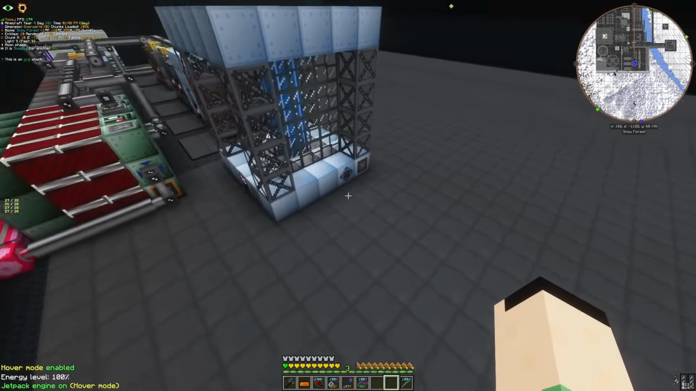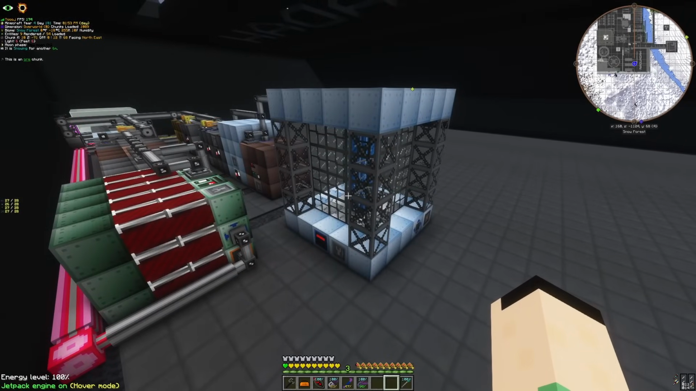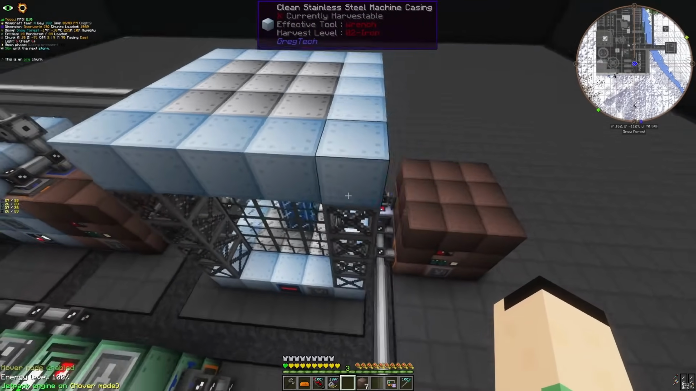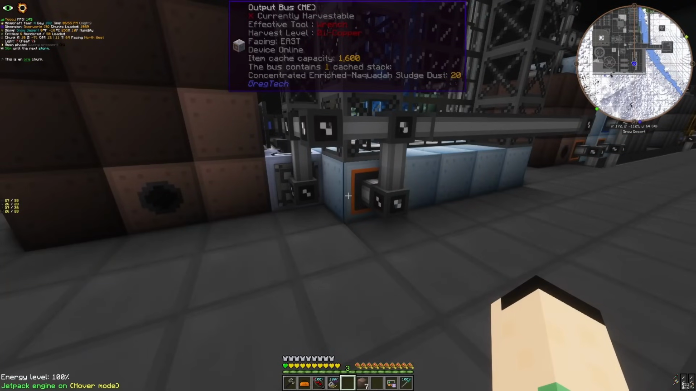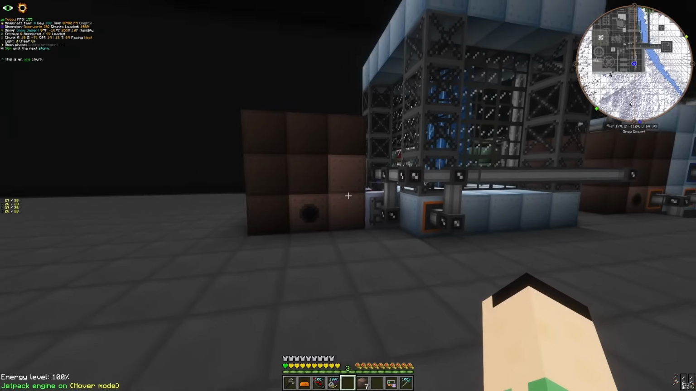Now let me just set up the rest of this phase of Naquadah processing, and then I'll explain the rest of the chain. Okay, here we are. I already covered the neutron activator. One of the outputs here, the concentrated enriched Naquadah sludge dust, needs to be processed in another neutron activator, and that's the next phase.